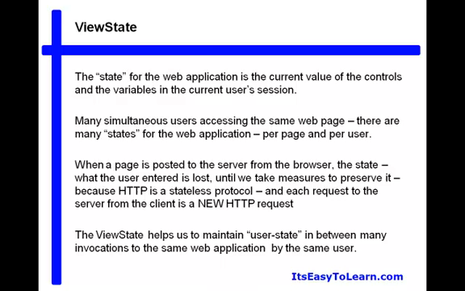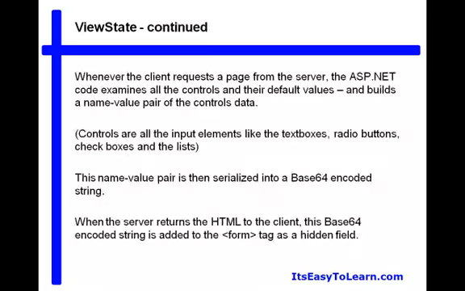So what web servers do is, they have workarounds which help us to remember the state. And one such state keeping mechanism is view state. So view state is a way of maintaining user state in between different invocations to the same web application by the same user. So I hope you got this right. So view state is a mechanism to maintain the states for different users accessing the same page on the same web application. Okay. So what is view state?